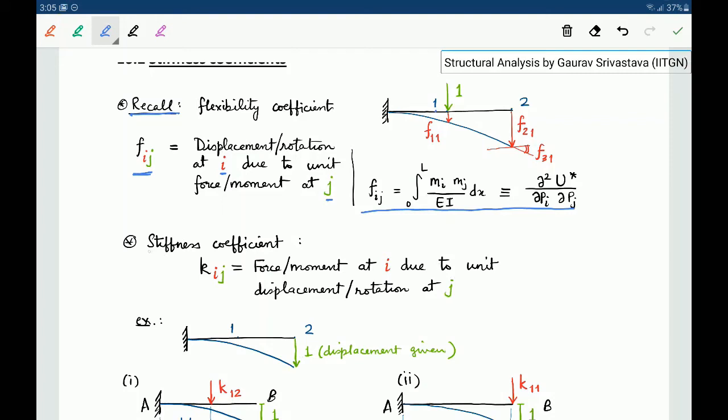Similarly, a stiffness coefficient is defined as Kij, where Kij is the force or moment at coordinate i, due to a unit displacement or rotation at coordinate j. Okay, so a flexibility coefficient would have the units of displacement in general, and a stiffness coefficient is going to have the units of force or moment.